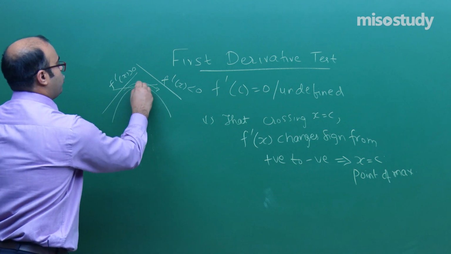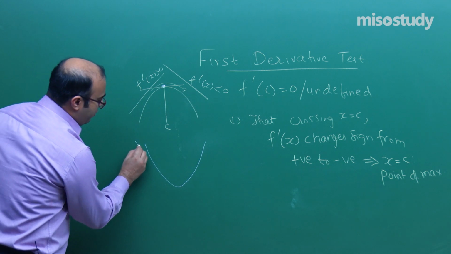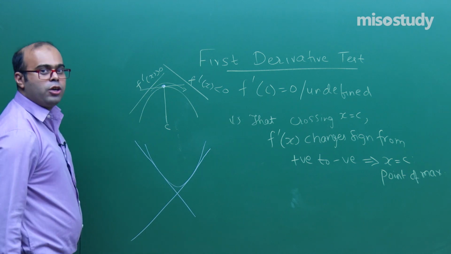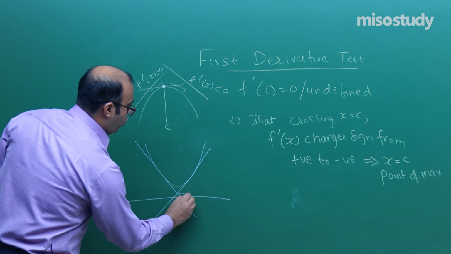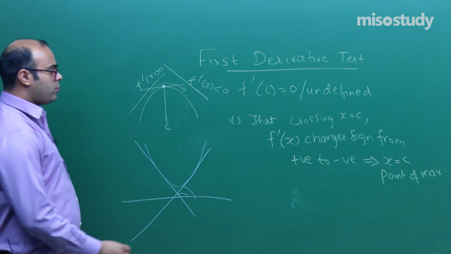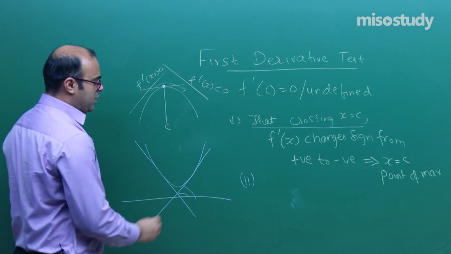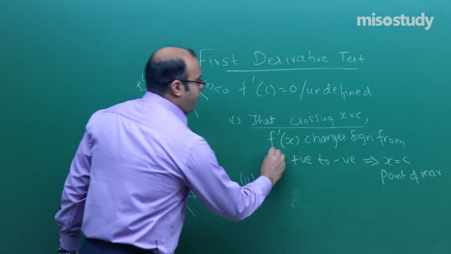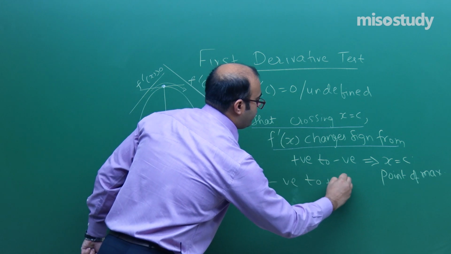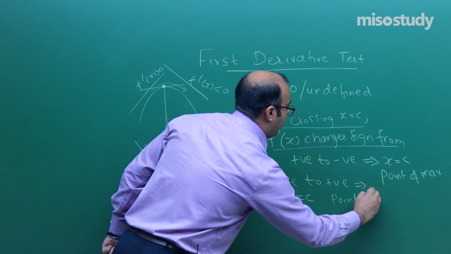In this graph, x is equal to c is the point of maxima. If the graph is something like this, such that the derivative earlier was negative, the obtuse angle, and then it is positive, the acute angle. This is x axis, this is obtuse angle, this is acute angle. So, in such cases we get a minima. So, the second result says we take the same thing, that crossing x is equal to c, f dash x changes sign from negative to positive. Then we say that x is equal to c is a point of minima.